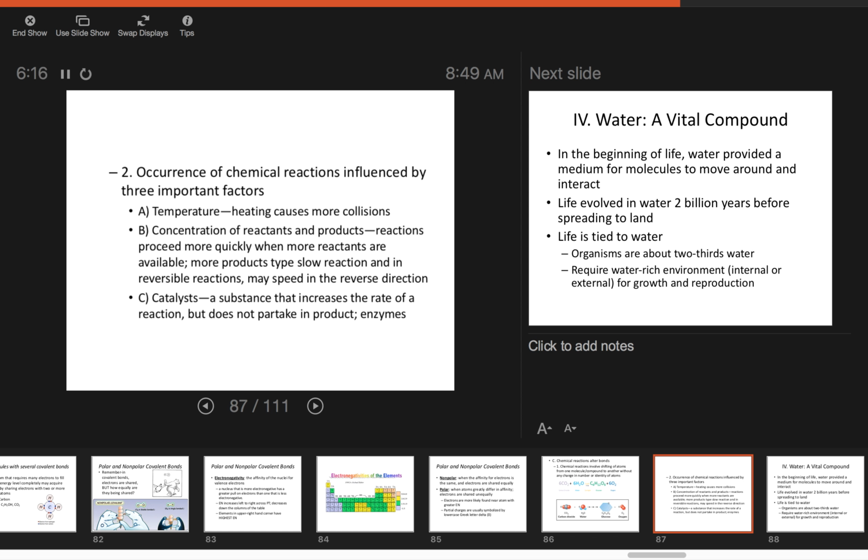So, catalysts: a substance that increases the rate of reaction but does not partake in the product. Enzymes are the greatest catalyst. In fact, I think next week we'll look at an enzyme lab with liver, and how liver has some enzymes that break down hydrogen peroxide, which is deadly, into water and CO2 gas. So you're going to look at the liver lab with that. But these catalysts, they're not involved in the chemical equation at all.